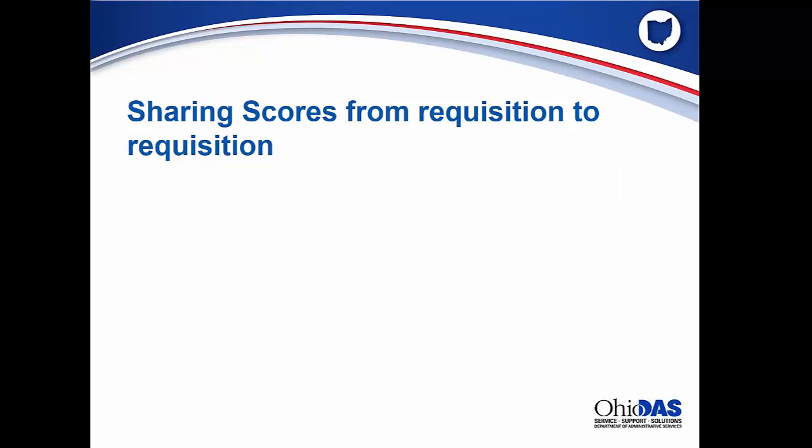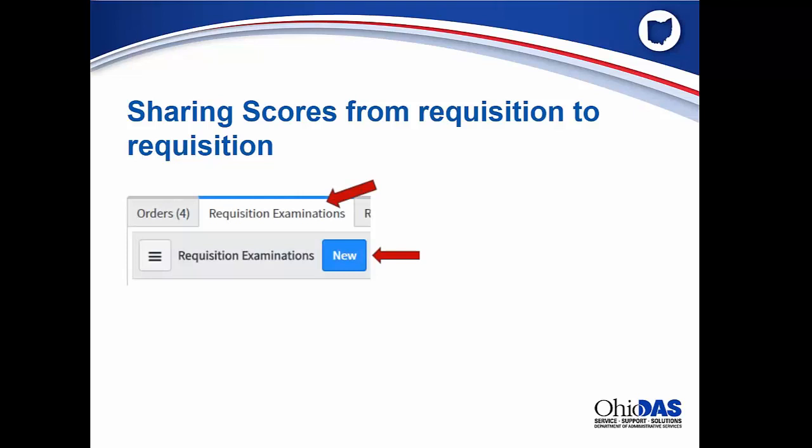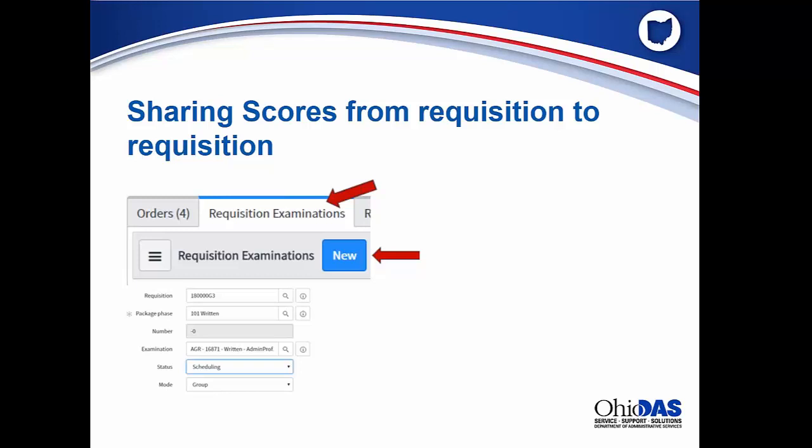So we're going to go through some of the same processes as before, but with a slight variation. We still click the Rec Exam tab over in CPSA and click the blue New button. We still select our package phase, whatever that might be. In this example, it's written here, and we select our exam, and we change our status to scheduling. Here I also changed it to group mode in the drop-down. And after saving that information, we click the Schedule Exam links under Related Links.